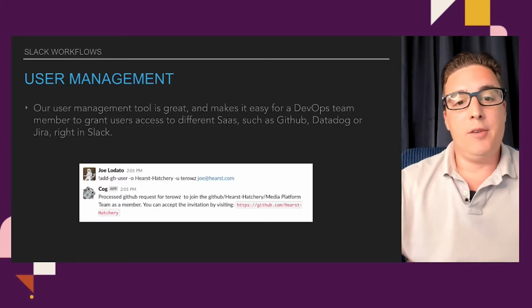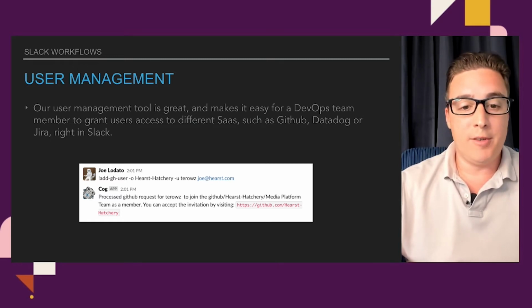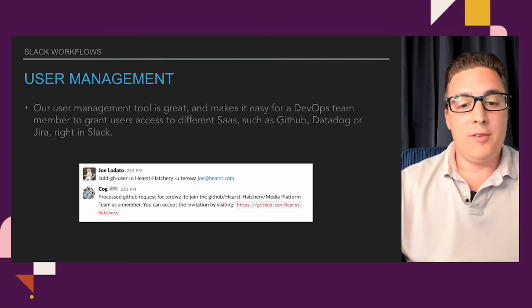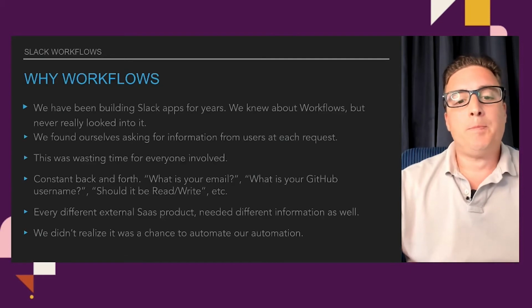Another tool we have is a user management tool, which is great for onboarding and offboarding users to different SaaS products. As you can see in this example here, we're adding somebody to GitHub. So we have GitHub, Datadog, Slack, tons of different tools that we can add through these bots.